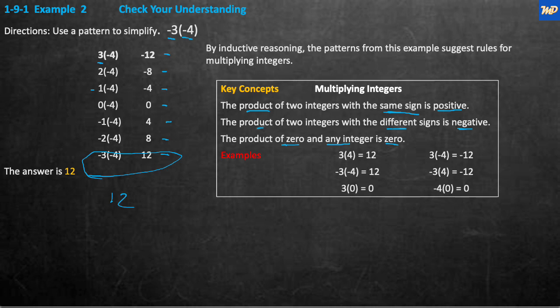So, positive 3 times a positive 4 is 12. A negative 3 times a negative 4 is 12. These are the two negatives. Here's two positives. An opposite, 3 times a negative 4 is negative 12. Negative 3 times positive 4 is negative 12. Negative 4 times 0 is 0. And 3 times 0 is 0. So no matter what you're doing, those rules will always hold true.